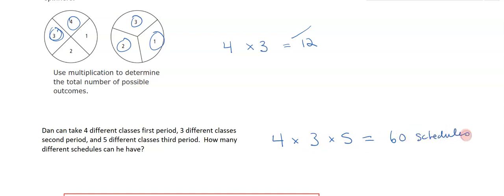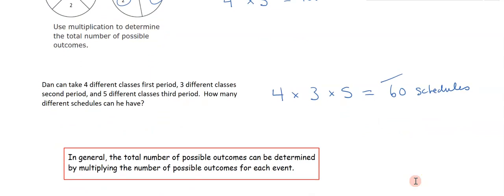So that is our fundamental counting theorem that we can use to calculate the number of outcomes. We use these number of outcomes to then be able to determine probabilities, because the number of outcomes is our sample space, or our denominator in our probability questions. So in general, the total number of possible outcomes can be determined by multiplying the number of possible outcomes for each event. This is our fundamental counting theorem.